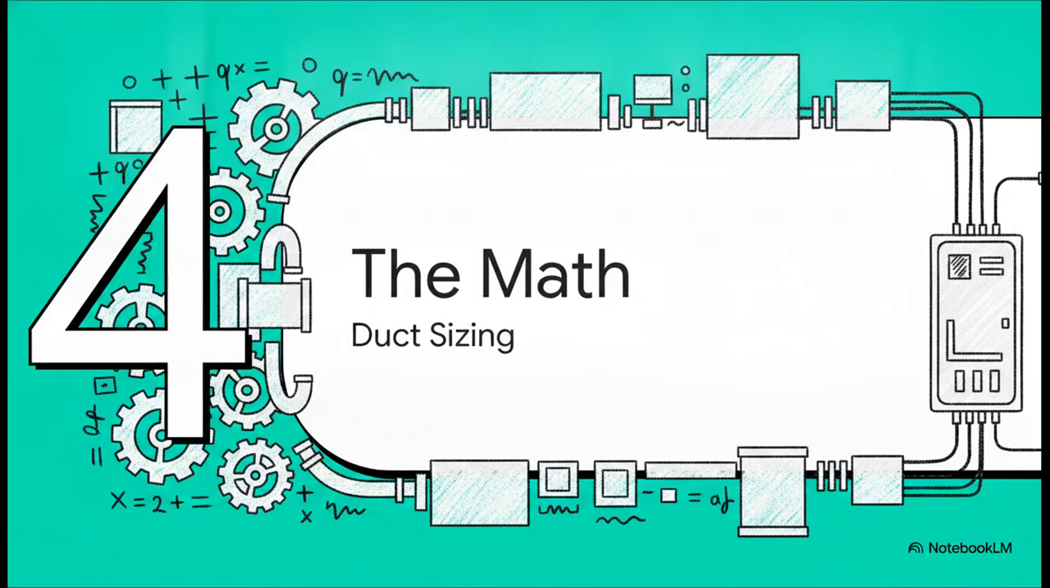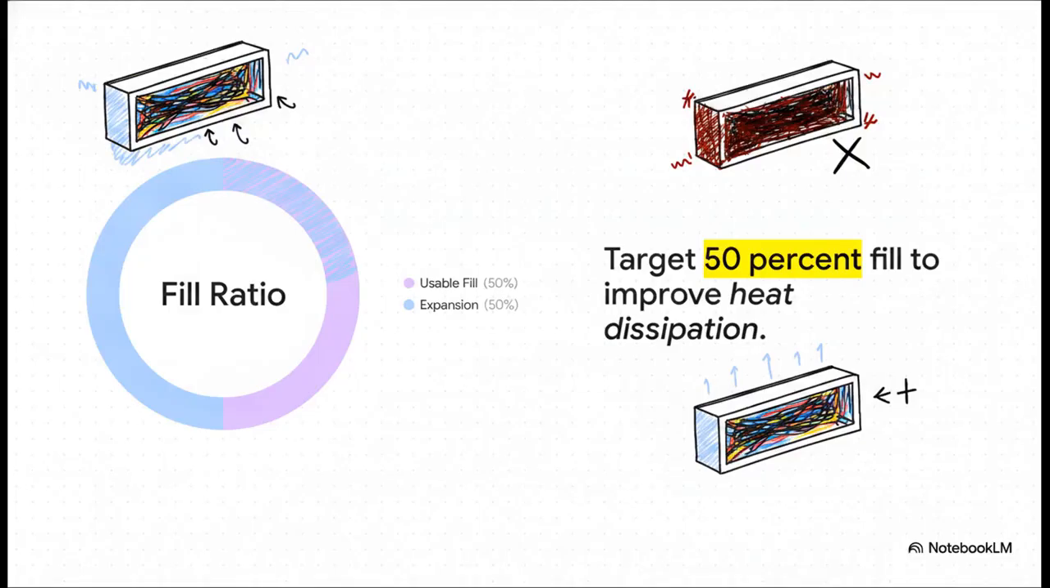Section 4. The math of duct sizing. Now, what's really interesting about this is how we translate those abstract code requirements into real-world mathematical outcomes. The golden rule of duct sizing is the 50% fill ratio. Industry best practice targets filling only 50% of the duct's internal cross-sectional area with conductors. Why? Well, because overfilling traps heat and makes future rework a total nightmare. You literally need that 50% empty space for heat dissipation and to leave generous headroom for additions down the road.